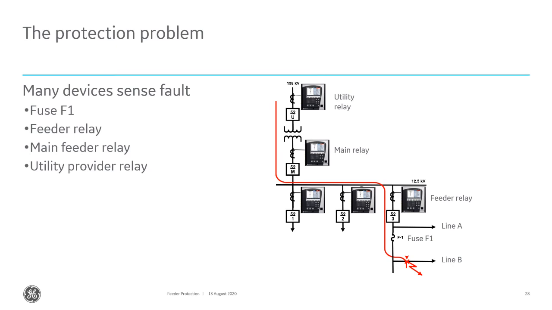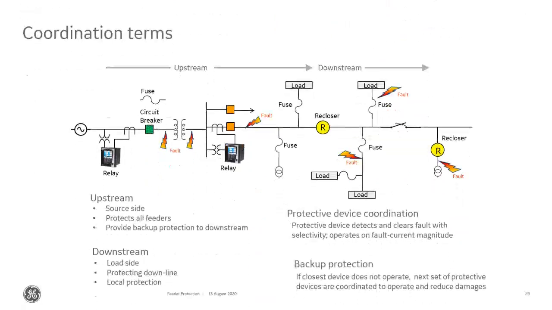So we have to prevent the feeder relay, the main relay, and the utility relay from tripping for a fault out on line B. We want only the fuse to operate. Right? And we do this by coordination, by coordinating the various devices to trip in sequence.